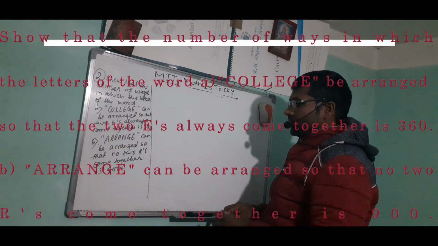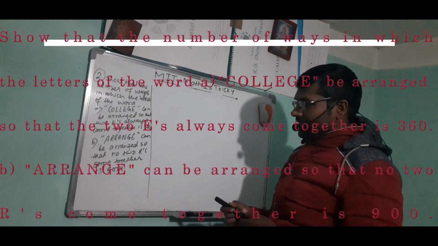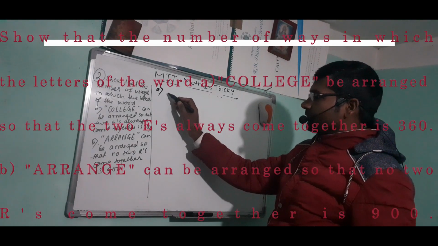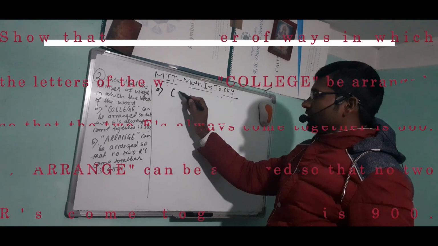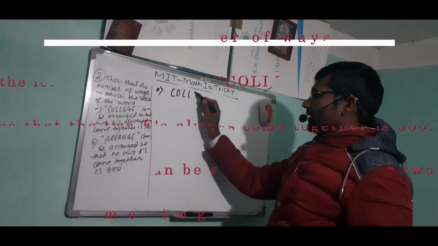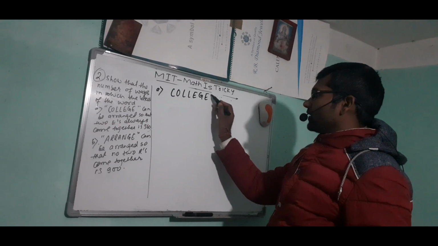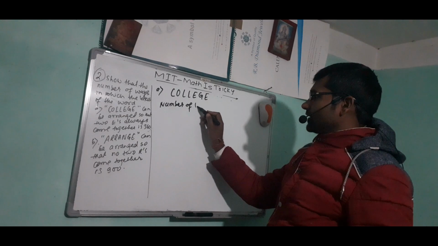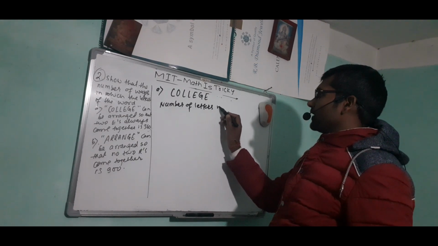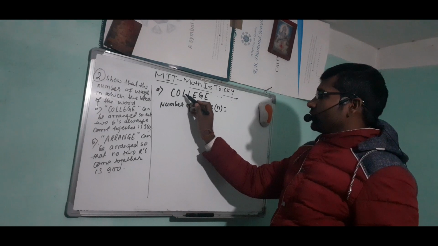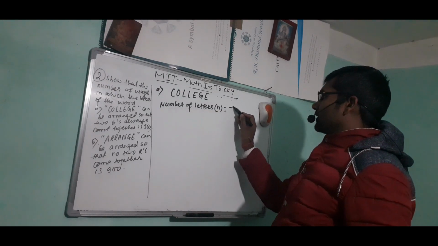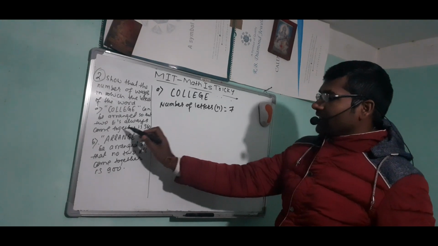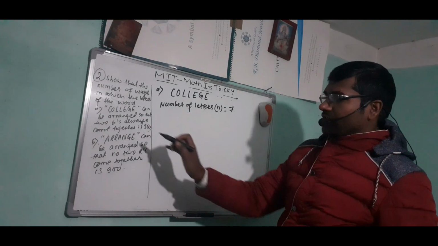Then first let's solve first question and then we move to second. Solution is here for a, the word is college, COLLEGE. So number of letters n is how much here? 1 2 3 4 5 6 7. So we have to arrange so that 2 E's always come together.